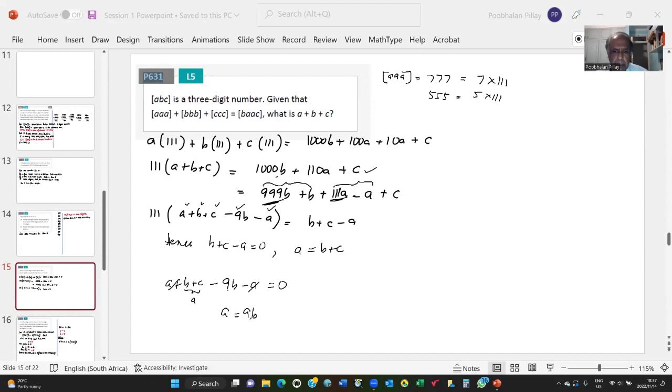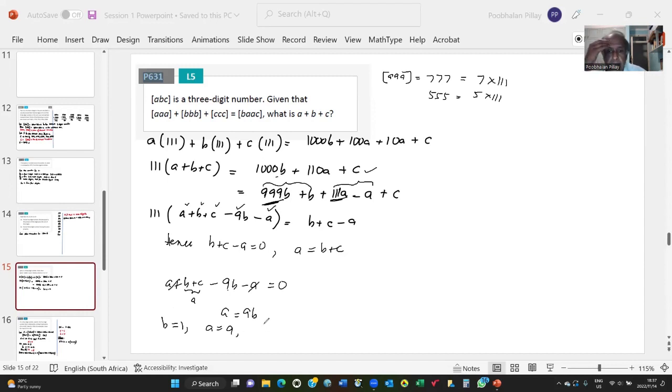Okay. Maybe a could be 0, but if a is 0, then b will also have to be 0. And then you have a... this is not a 3-digit number. They are saying these are 3-digit numbers. All right, so the only way you can have is b is equal to 1, a is equal to 9.